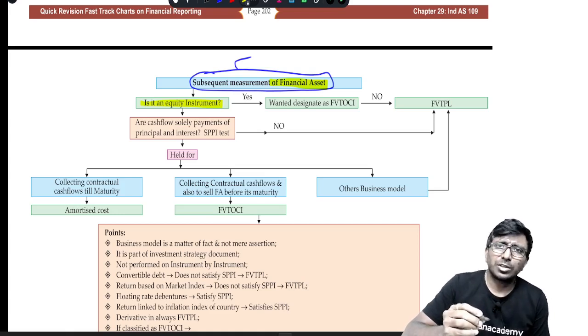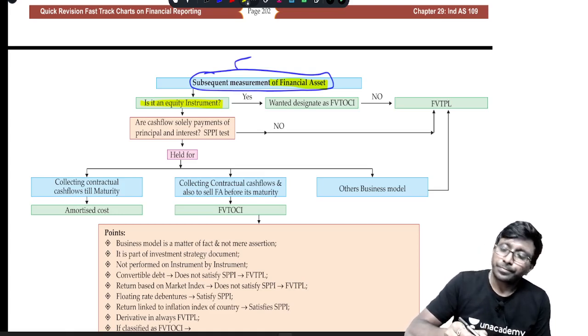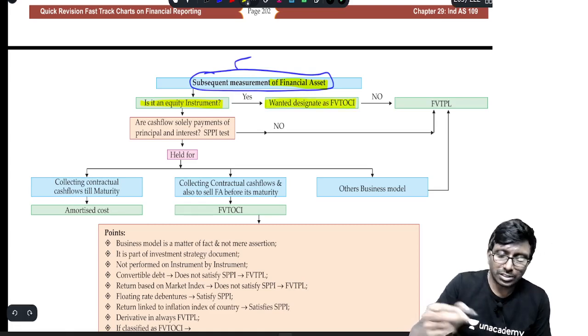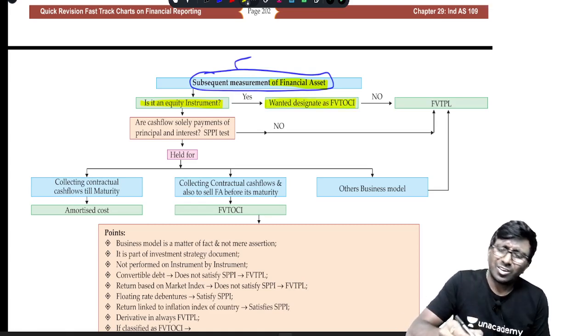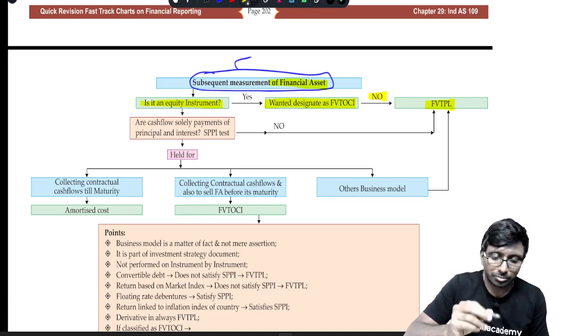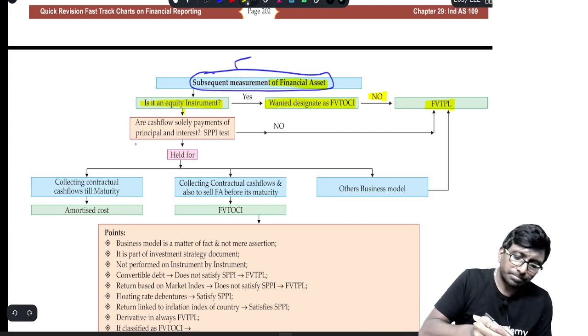Is it an equity instrument? If you say yes, now do you want to designate it as FVTOCI? If you say yes, then it is FVTOCI. That's all. If you say no, sir, I don't want to designate, then it is FVTPL. That's all. Finish. That is for an equity instrument.